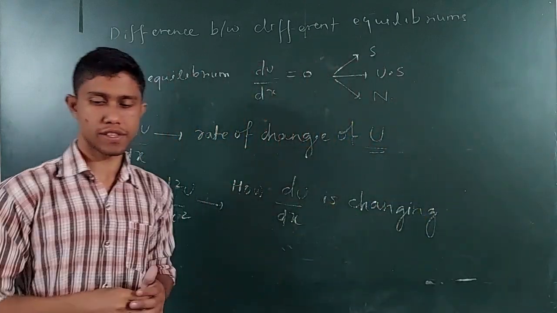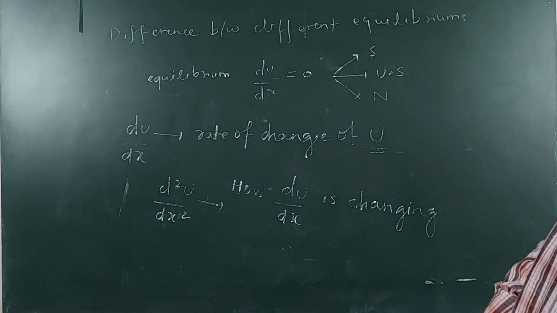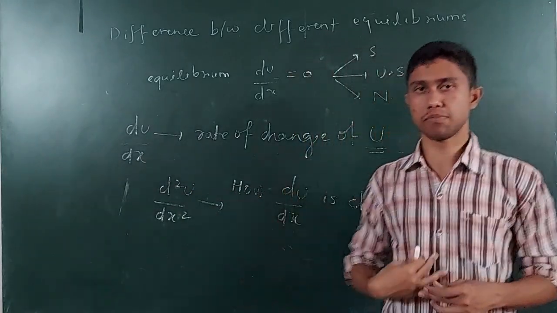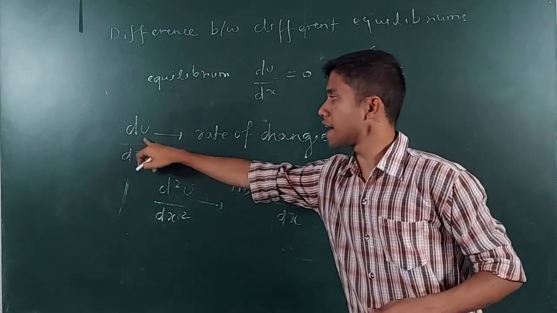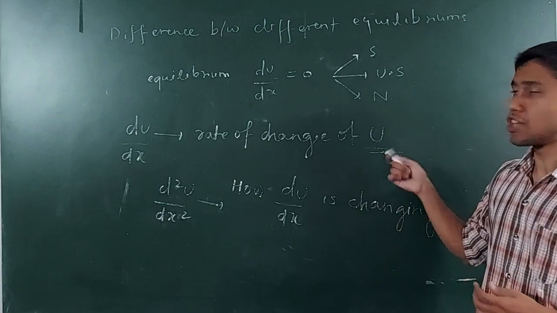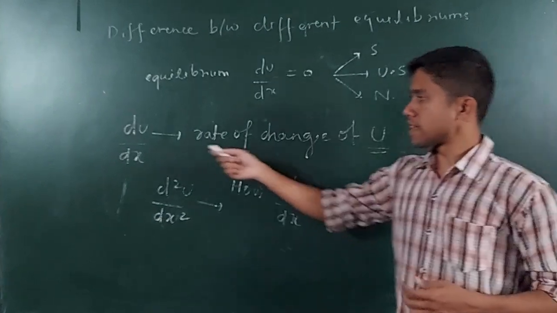This is a very important thing. Okay, so we have understood what du by dx means. Du by dx means what? It is the rate of change of potential energy, which means it is the rate of change of u. Okay, this is also a rate.